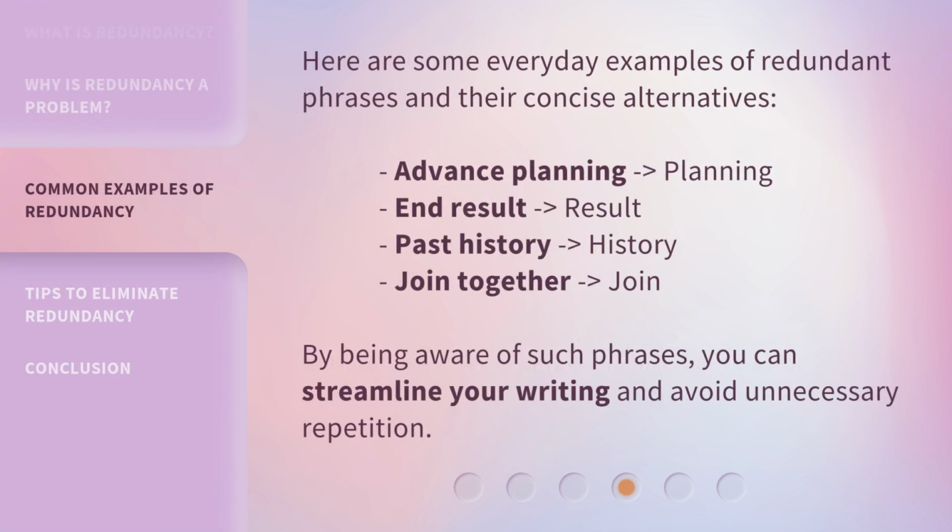Here are some everyday examples of redundant phrases and their concise alternatives. Advance planning to planning. End result to result. Past history to history. Join together to join. By being aware of such phrases, you can streamline your writing and avoid unnecessary repetition.